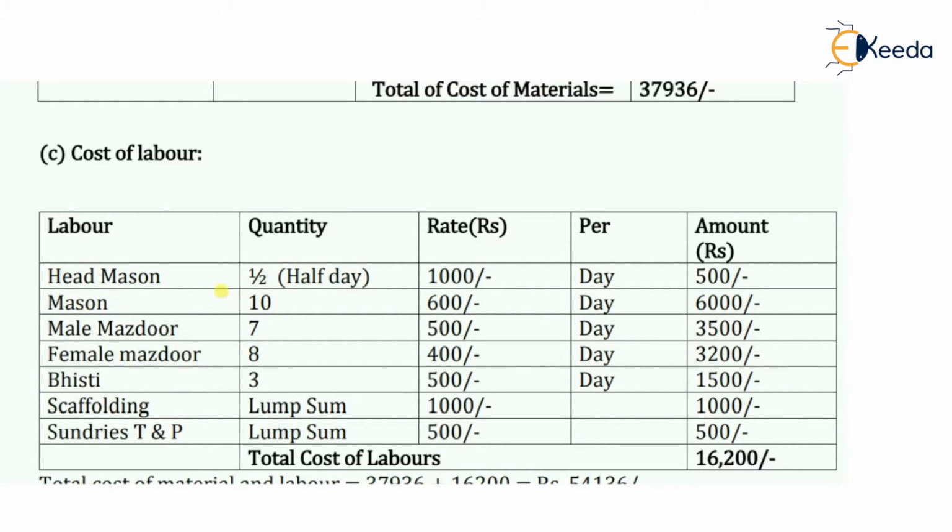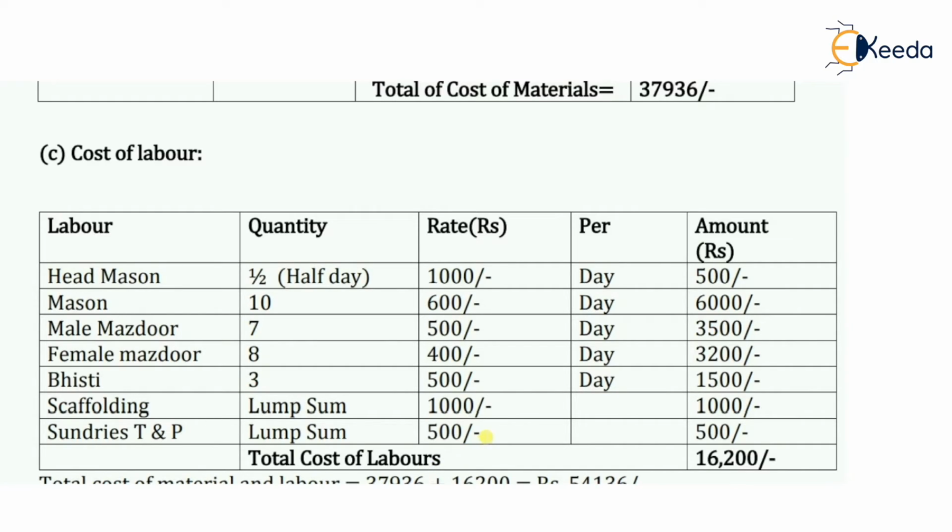So head mason will be half, for half day. Mason will be 10. Male mazdoor will be 7. Female mazdoor will be 8. Bisti will be 3. Scaffolding, I am taking as a lump sum amount of 1000 rupees, and sundries I am also taking as a lump sum amount of 500 rupees. Sundries means those items which cannot be taken separately, they are PT items. So for those items I am just taking a lump sum amount of 500 rupees.